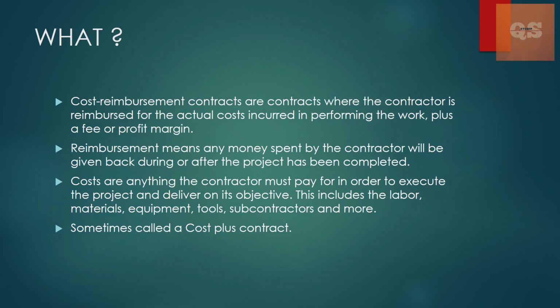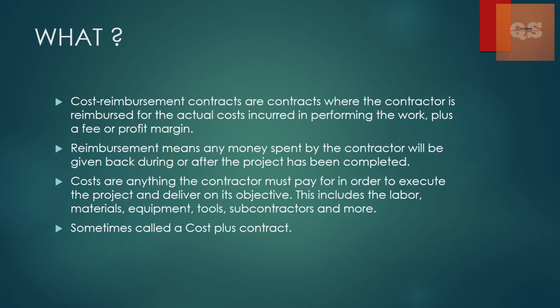Now let's understand what cost and reimbursement are. Reimbursement means any money spent by the contractor will be given back during or after the project has been completed. There is no specific amount mentioned before starting that particular work. Only once the work is completed, whatever the contractor has spent to complete the work is provided to them by the client, and on top of that some percentage of money or some fixed fee is provided to them so that will account for their profit, overheads and all those things.